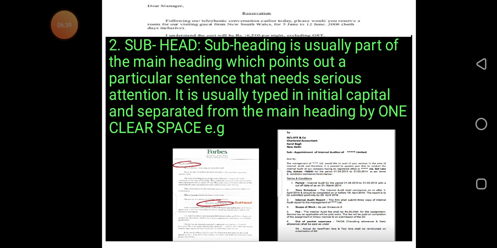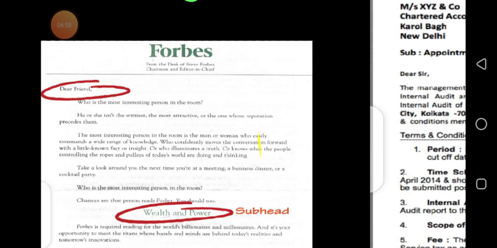Having said that, we also have types of subheading, and they are known as: one, the paragraph heading; second, the shoulder heading; we also have things like the side heading. So having said that, let's look at the sample here.